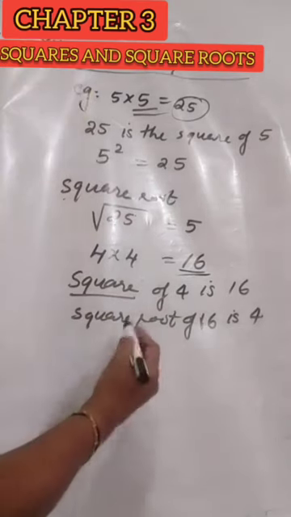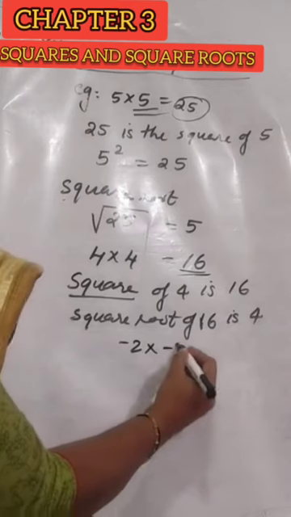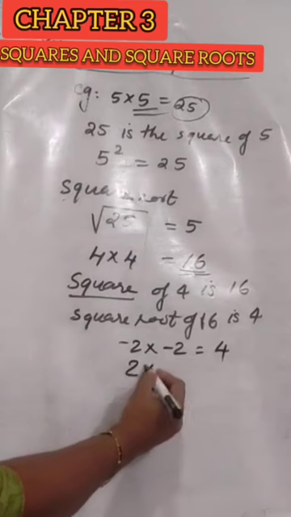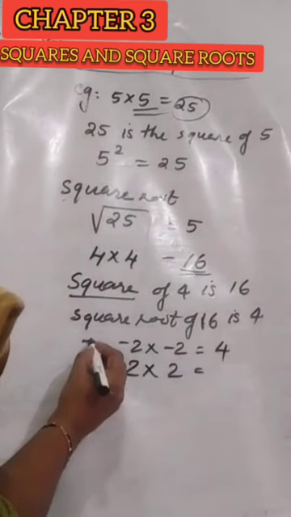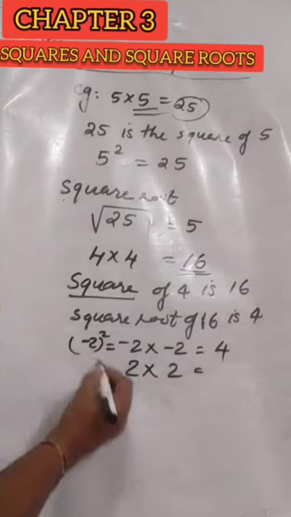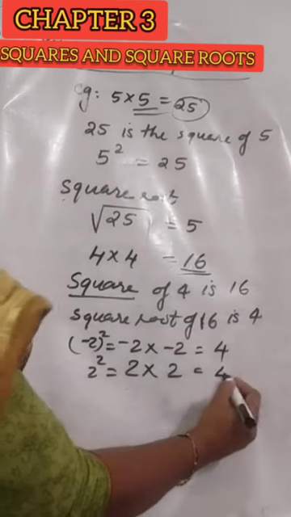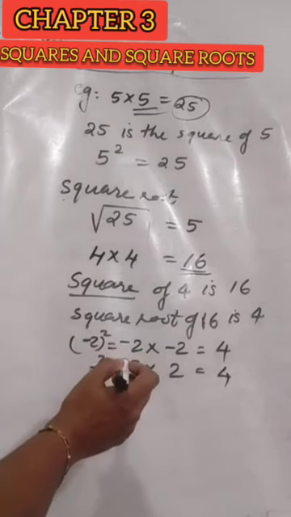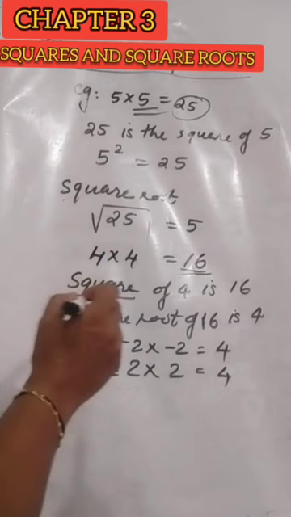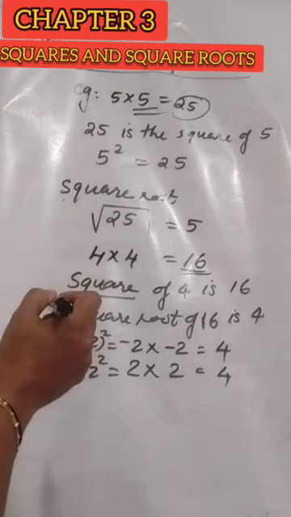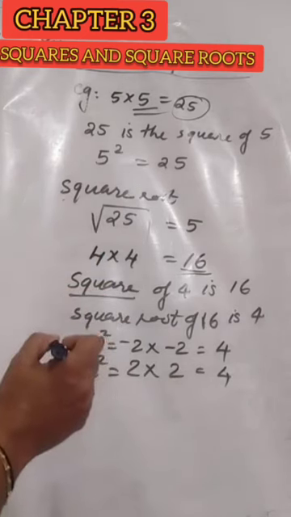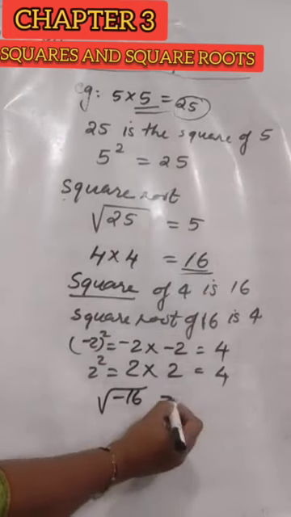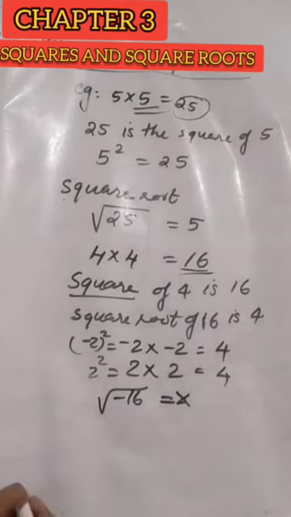Also you can find the square of negative 2. What is the square of negative 2? Yes, it is positive 4. And what about the square of 2? Negative 2 square is 4. Also 2 square is 4. Square of every number is positive, and the square root of a positive number can be obtained, but the square root of a negative number is not possible. Square root of negative 16 is not possible. Okay.